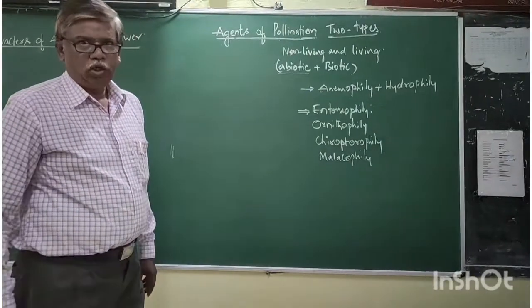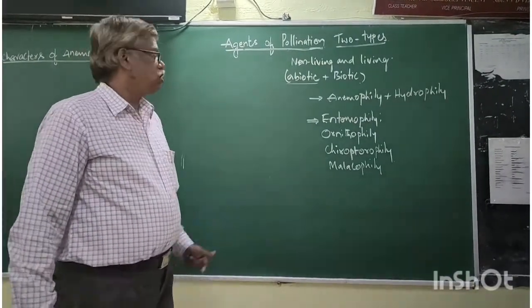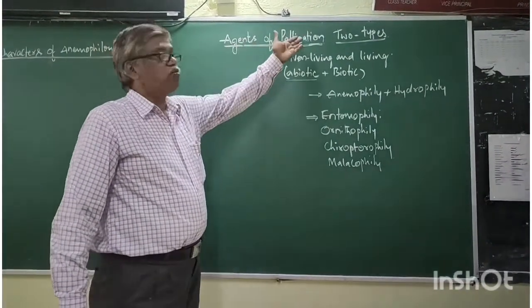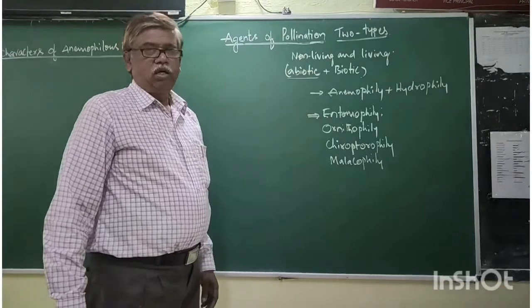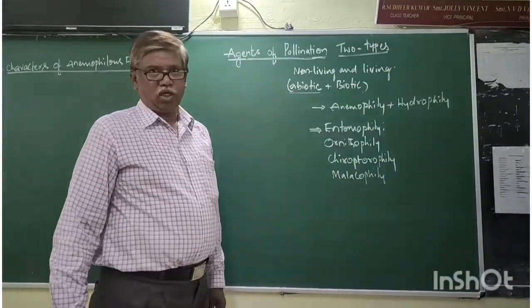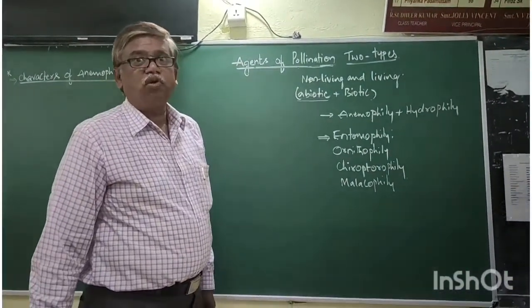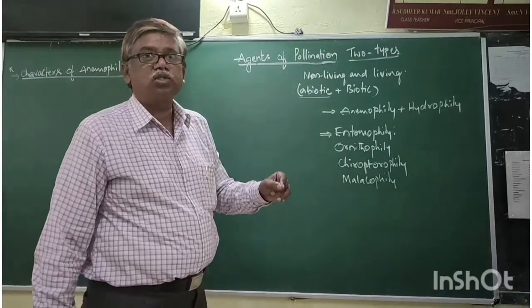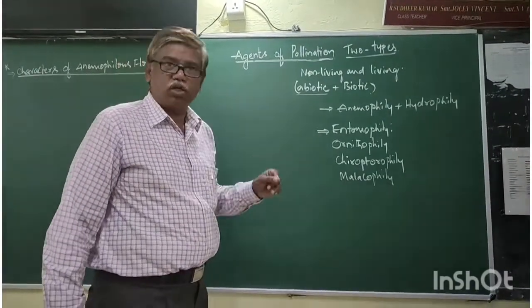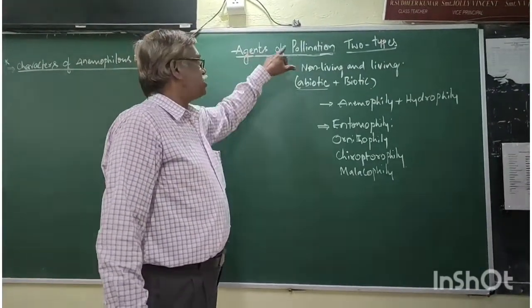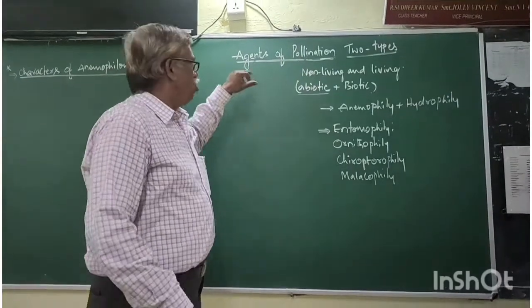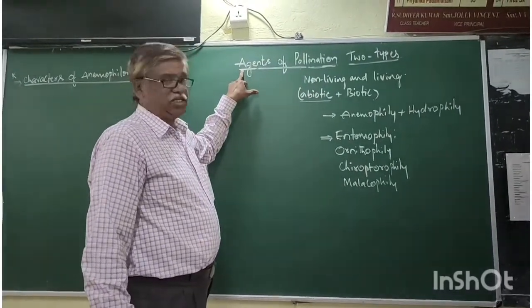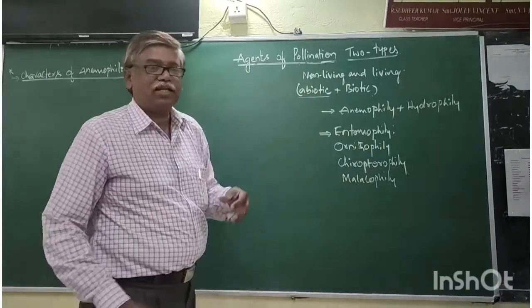Right. Now today we want to discuss agents of pollination. In the last class we discussed the types of pollination based on the source of pollen grain. Now today's topic, agents of pollination. What is an agent? An agent is a carrier.